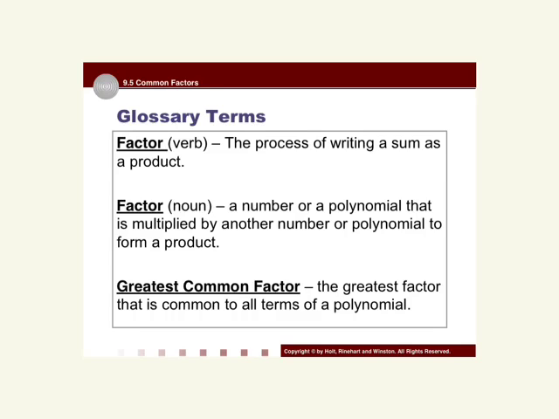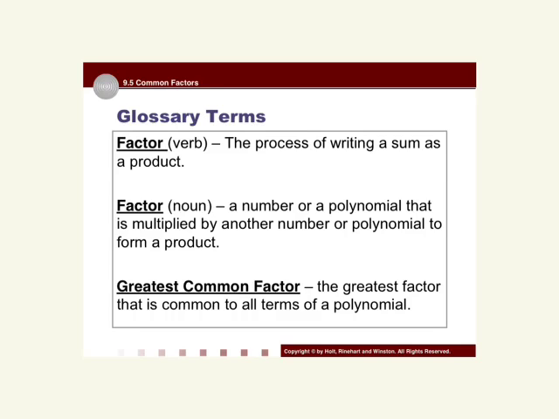And to factor means the process of writing a sum as a product. So we're going to change this polynomial, which is the sum of 2, 3, 4 terms, and we're going to rewrite it as the product of two factors or possibly more. Now remember, a factor is a number or a polynomial that is multiplied by another number or polynomial to form a product. And that's the factor as a noun.